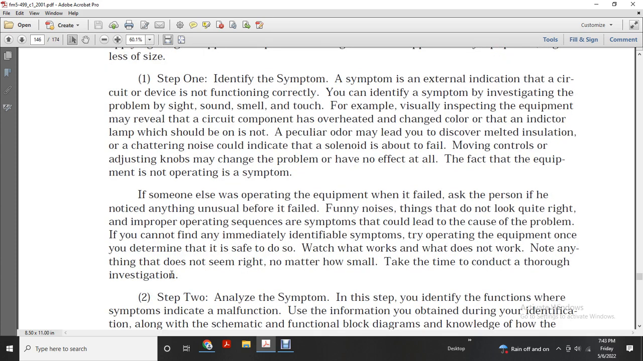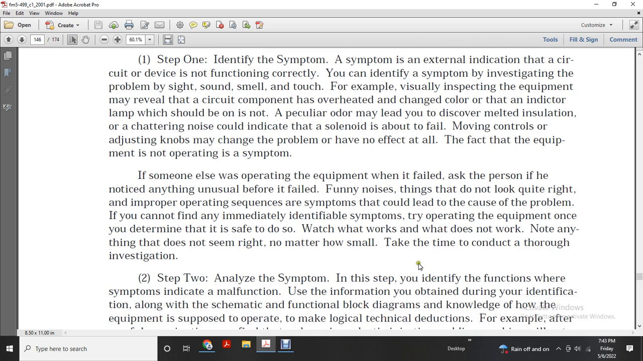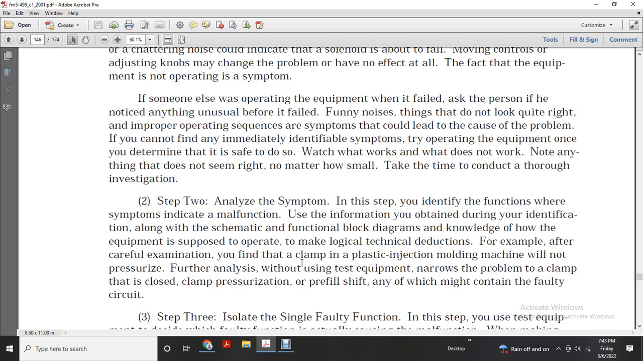If someone else was operating the equipment when it failed, ask the person if he noticed anything unusual before it failed, such as noises, things that don't look quite right, or an improper operating sequence. These symptoms can lead to the cause of the problem. If you cannot find an immediately identifiable symptom, try operating the equipment, once you can determine to do so safely, to see what works and what does not work. Note anything that does not seem right, no matter how small. Take the time to conduct a thorough investigation.